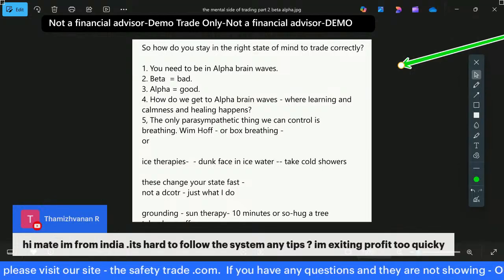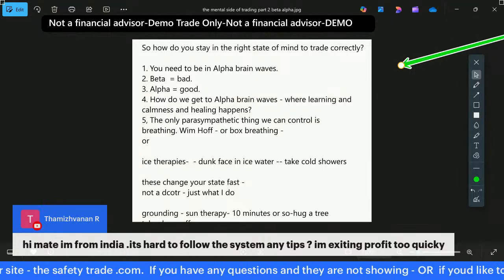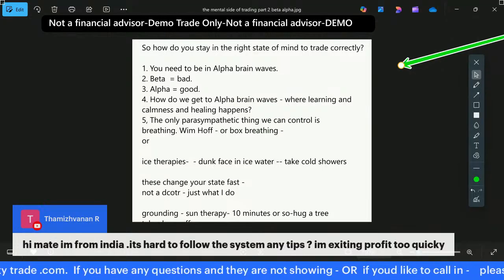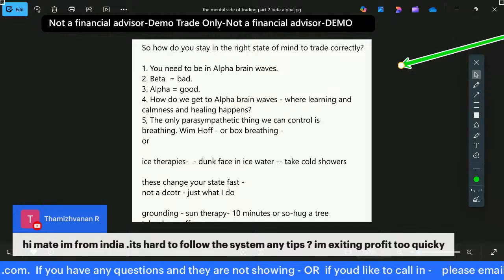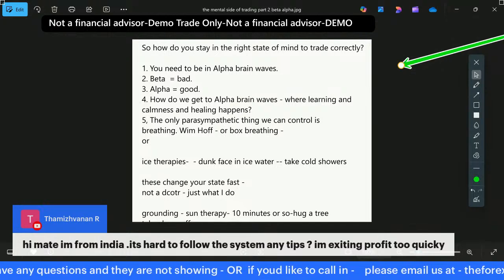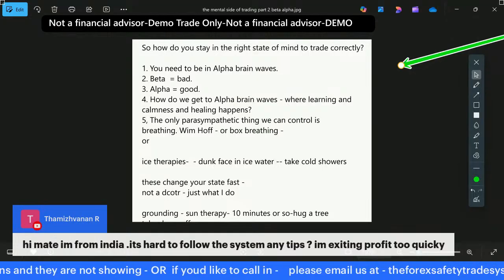You don't trust how to make a trade. You don't trust staying in a trade. You don't move your take profits into break even and let them run. You don't use the runners, and data is bad. Okay, alpha is good. That's where calmness happens. That's where learning happens. That's where your good trade happens.